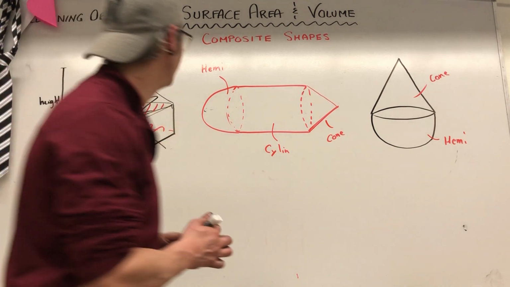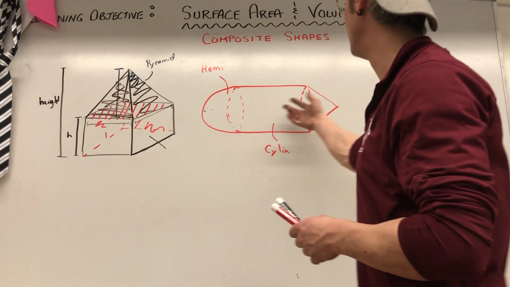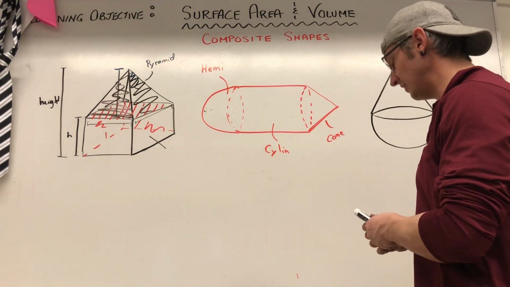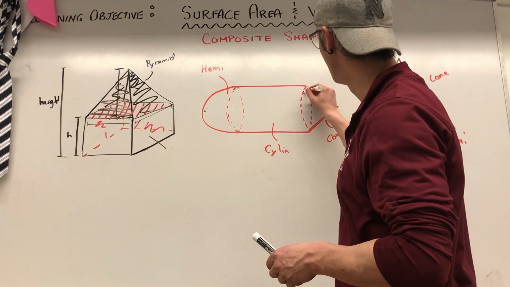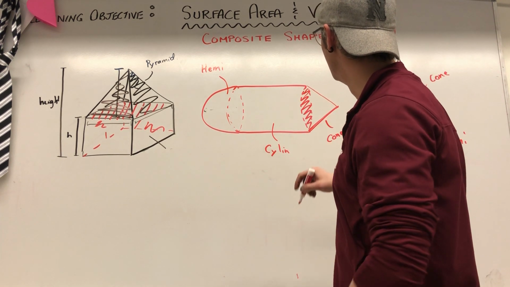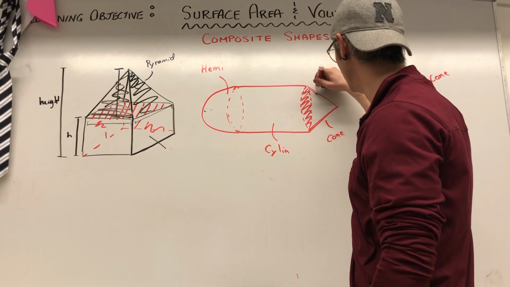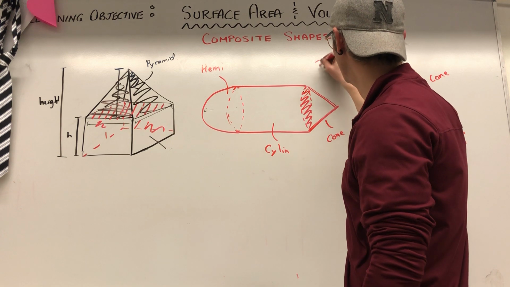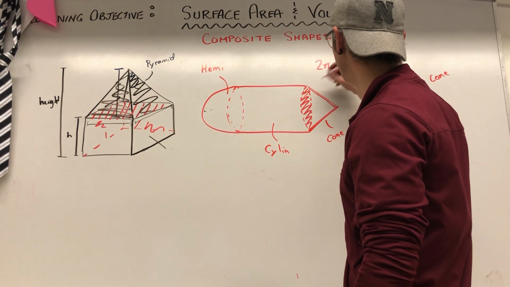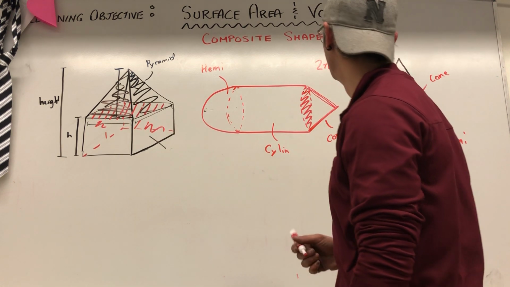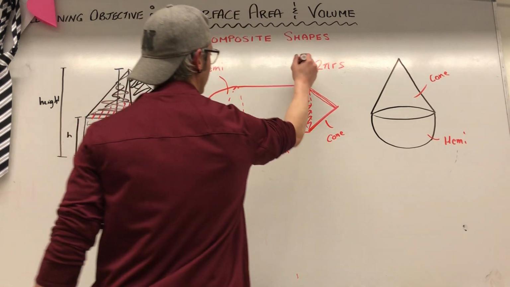So if I was to do this one, I would do the volume of that, the volume of that, the volume of that. Now if I was calculating the surface area, I would recognize that for my cone, I'm going to ignore the base. I'm just going to include this part, which is, I believe, 2 pi times r times my slant height. For the area, right? That's going to be that area.